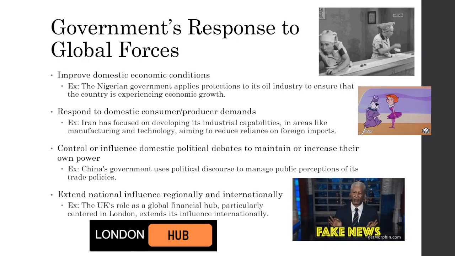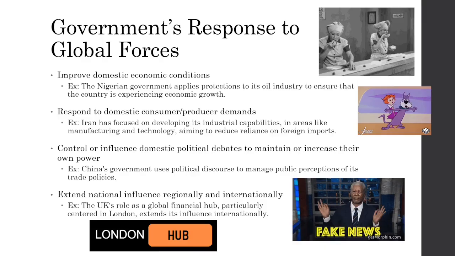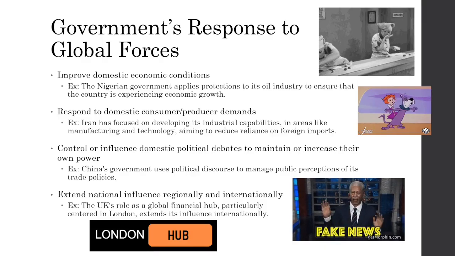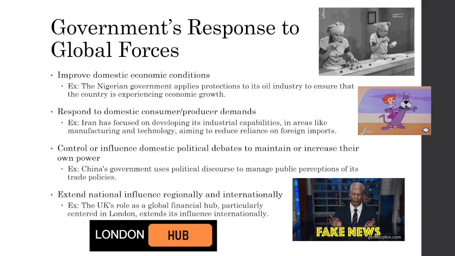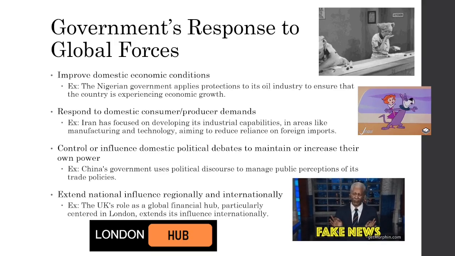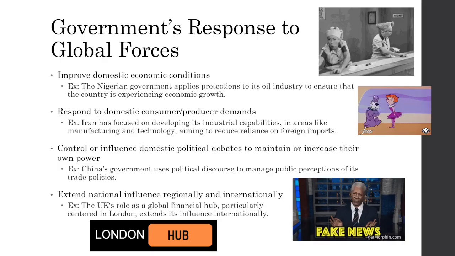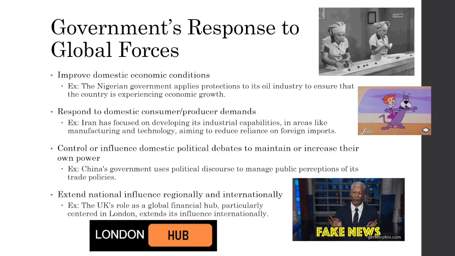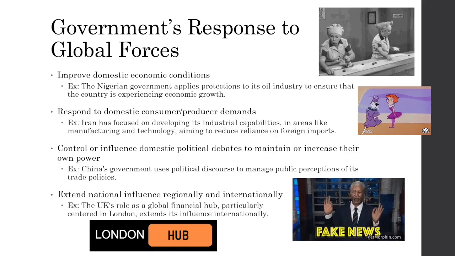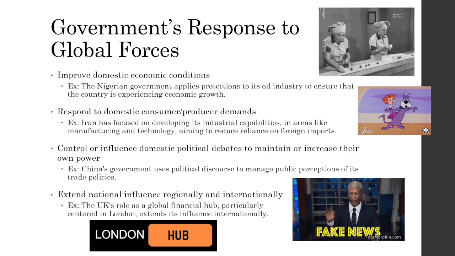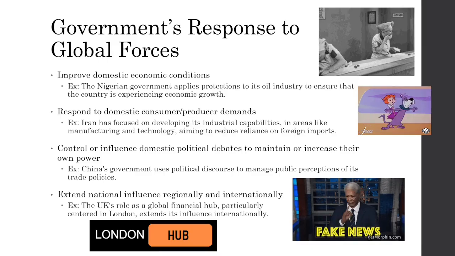So in the United Kingdom, they're a big global financial hub. They're a big center here economically in London to extend their influence internationally within the financial system. As we said earlier, there's a lot of trading that goes on at the end of the Asian day and the beginning of the North American day of Wall Street. And it's also a big currency exchanger as well.